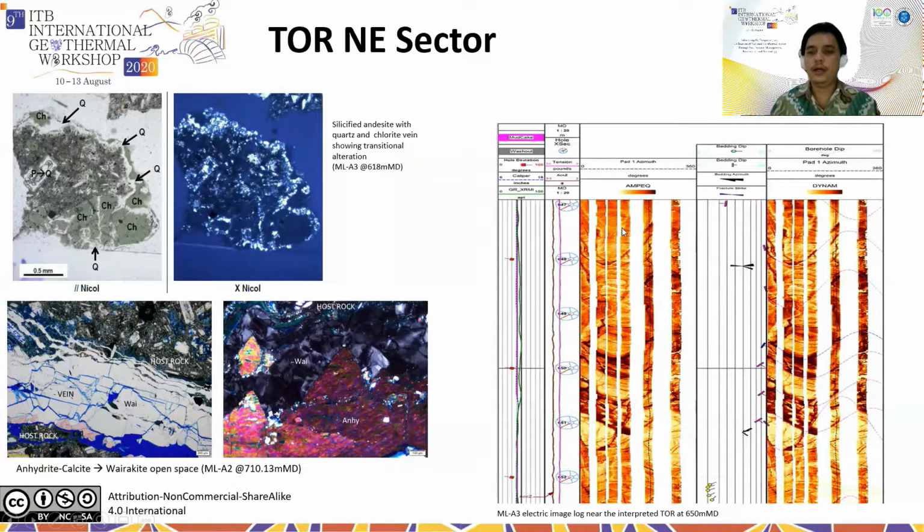From the image log, near the top of reservoir, we see some kind of brecciated zone, possibly a contact between a more massive lava-like rock interval in the above part and a relatively layered interval beneath it.